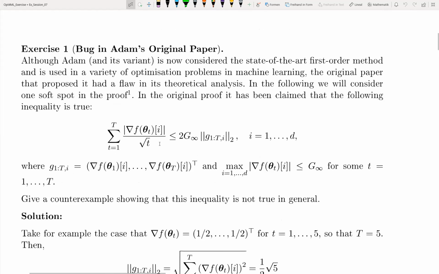So if you sum up over capitalized T many iterations the gradients evaluated at your solutions for one specific component i, and divide that every time by the square root of the iteration number, then this left-hand side sum is always bounded by 2 times a constant which is in fact equal to the maximum value of the absolute values for the gradient at iteration t.